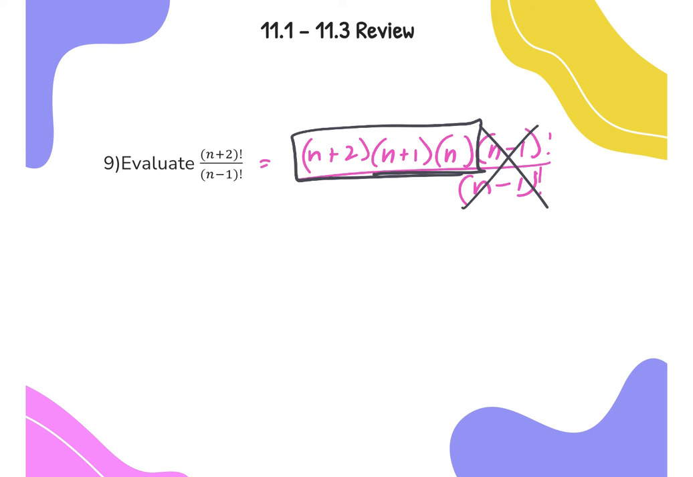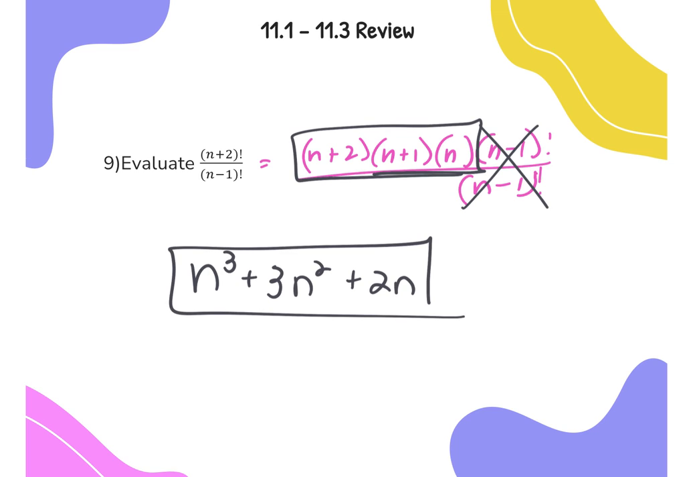And this is what's left. You can totally leave it like that, or you could FOIL it out. n to the third plus 3n squared plus 2n would have been the answer. Either one. I will leave it. Save yourself some extra work. Will there ever be the bigger number in the bottom? Sure. It just would have been 1 over this. Yeah.